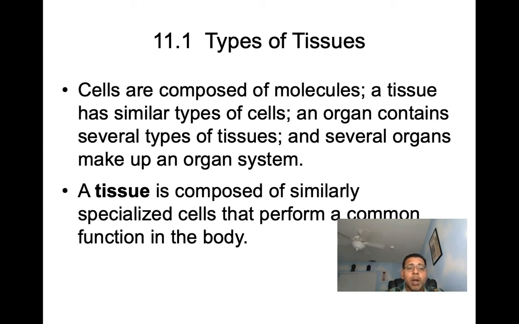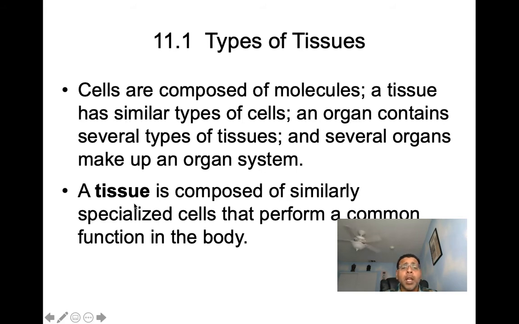Now when we talk about tissues, first I'd like you to know about the hierarchy. We've seen cells are composed of molecules. Then we talk cells, we'll see similar types of cells come together to form tissues. And tissues come together to form an organ. Organs then come together and make up organ systems to eventually make up the human, or the organism.